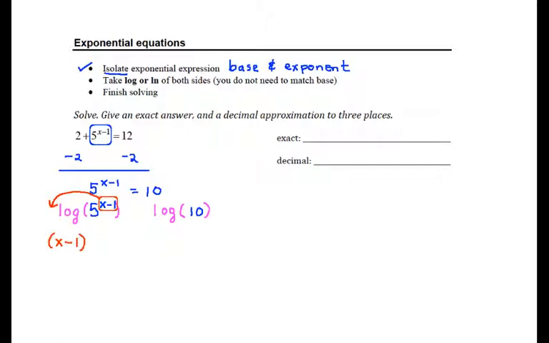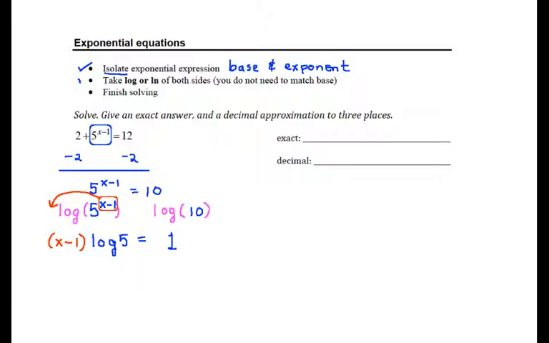So I now have x minus 1 times the log of 5. And it happens in this case that I can evaluate the log of 10, but that wasn't an important part of this at all. Sometimes this has to stay inside a log, and that's something we put into a calculator in our very last step. In this case, because the log of 10 is simply equal to 1, we can simplify it. And at this point, all I need to do is just finish solving.